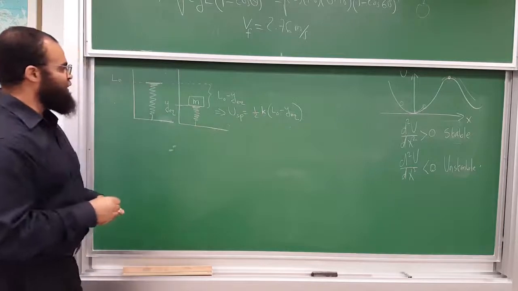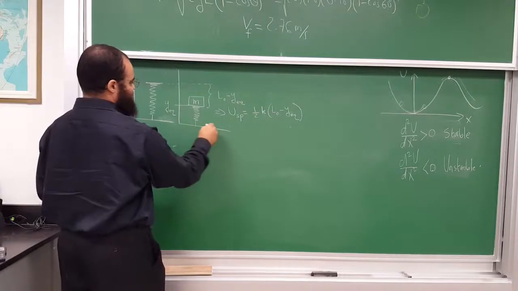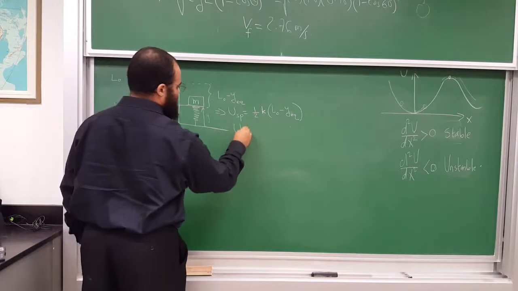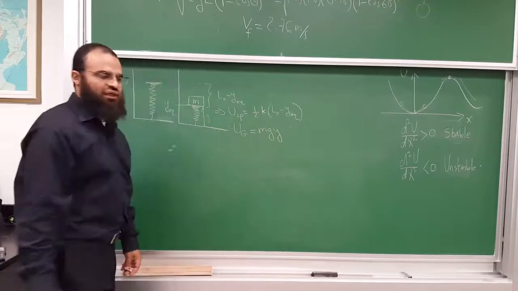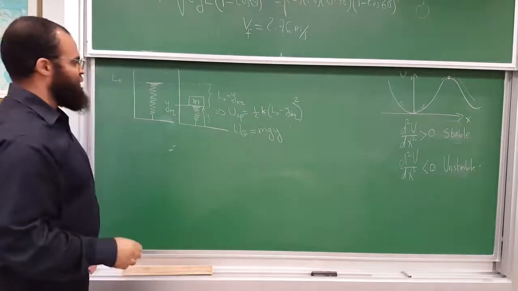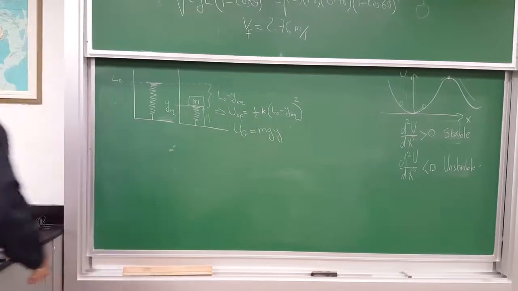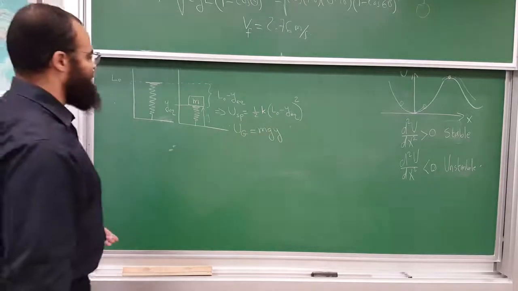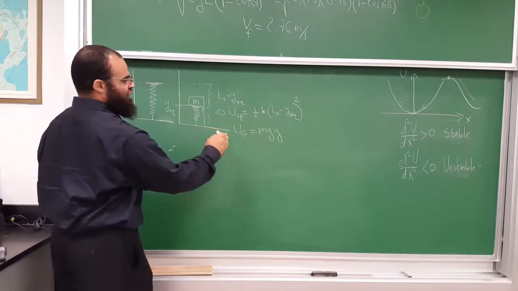Now, how about the potential due to gravity? Potential energy due to gravity just depends on how high the mass is. So let's say this is the 0 and this is height y. I would just call it mgy. The potential energy in gravity is just mgy, whatever y is.